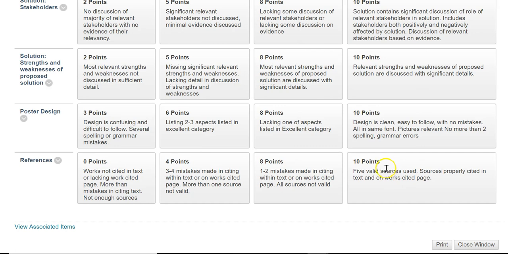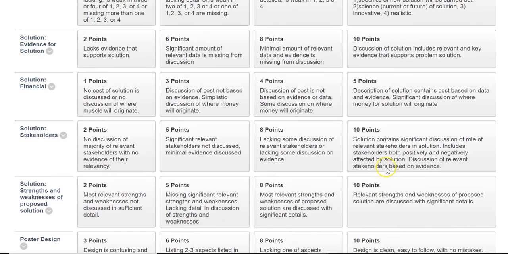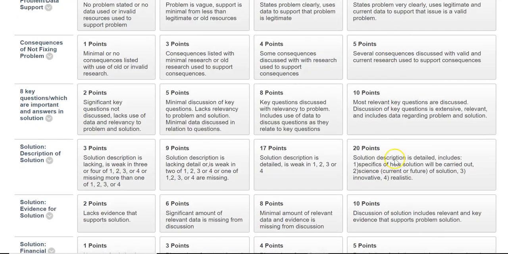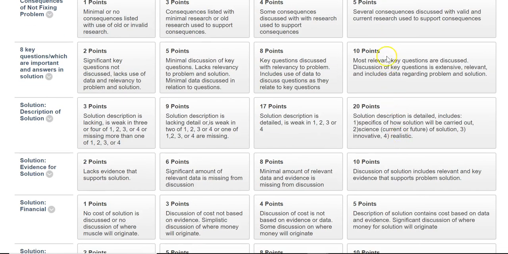Now I will tell you though, if you are using things up here, for these sections and you are not citing them, or there is not a works cited section on the poster, it will cost you points from each section. You will get no higher than a D if you have a whole poster done with no references in the text or no works cited.